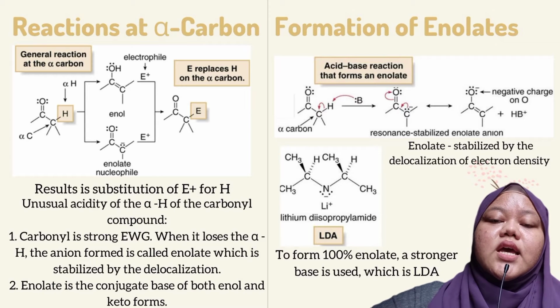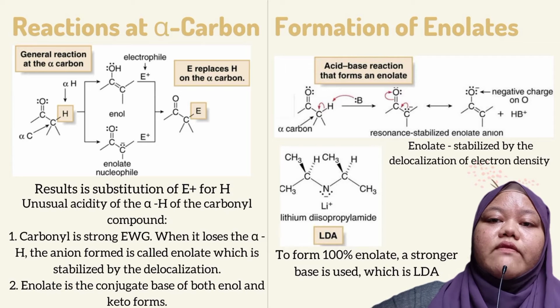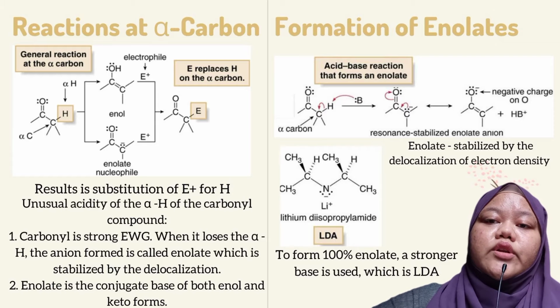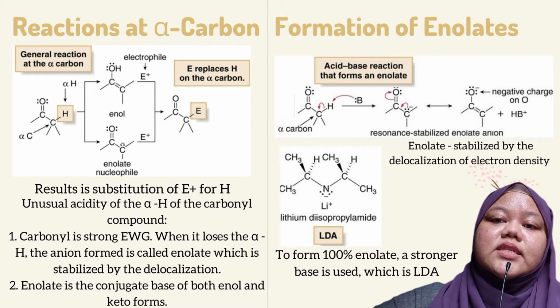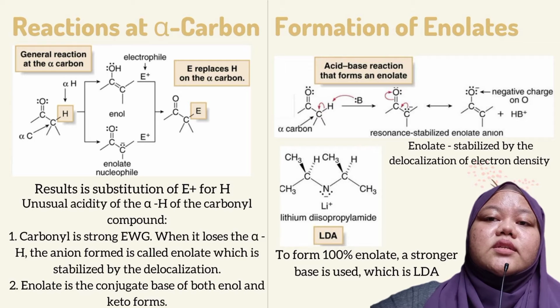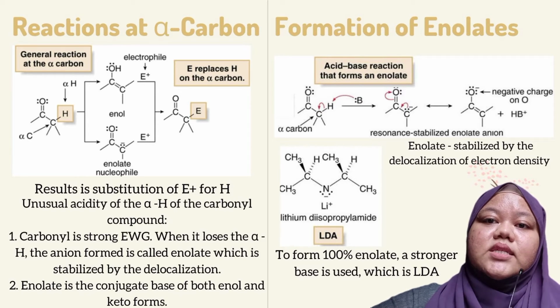Formation of enolates. When a base removes a hydrogen on the alpha carbon, an enolate is formed. The C-H bond on the alpha carbon is more acidic than most other sp3 hybridized C-H bonds. The resulting enolate is resonance stabilized. However, the alpha carbon is less acidic than the OH in an alcohol or carboxylic acid.